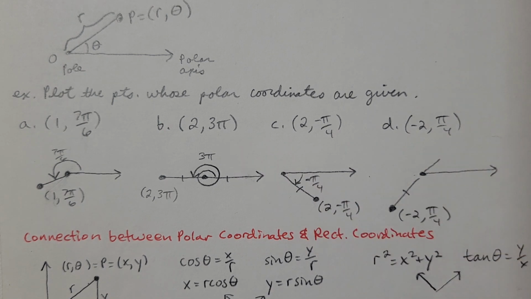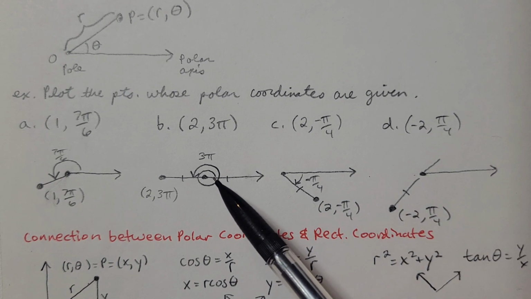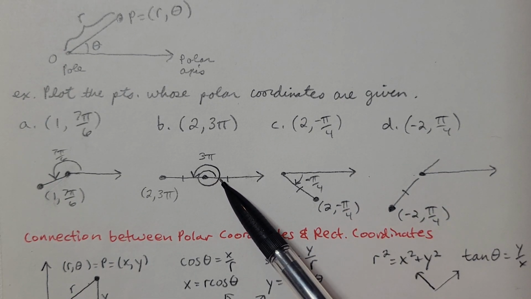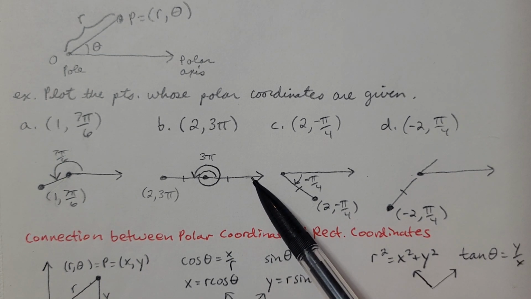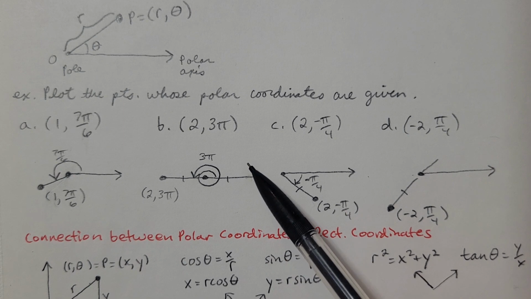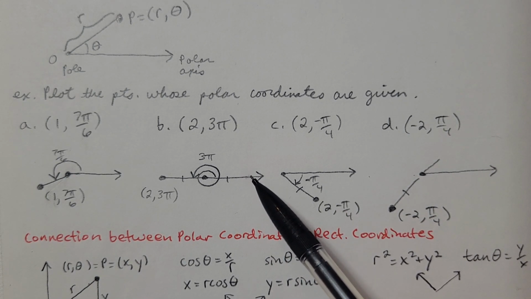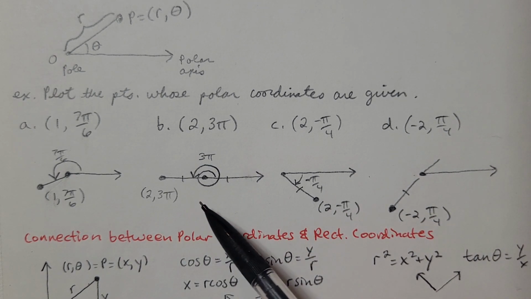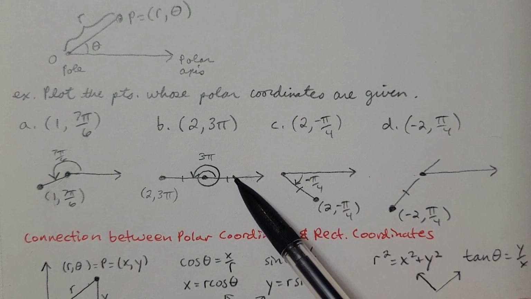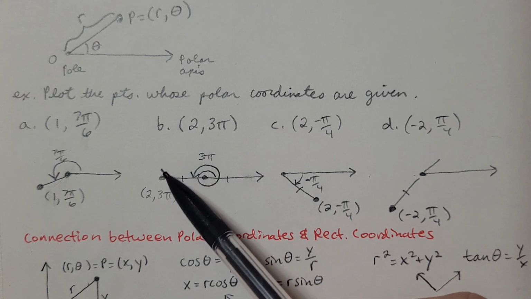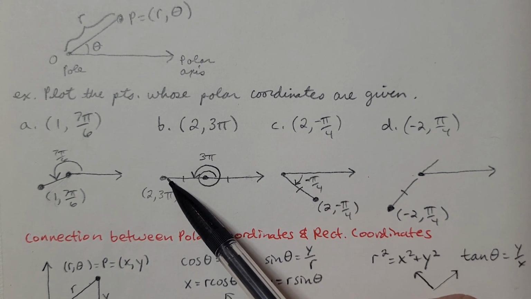Here's another problem. Suppose that we want to plot the point (2, 3 pi). I need to start out by going out 2 increments from the pole, so I'm going to be right here. And then I need to swing that point 3 pi radians. One complete revolution around the circle would be 2 pi radians, so I need to go another pi radians to that point.